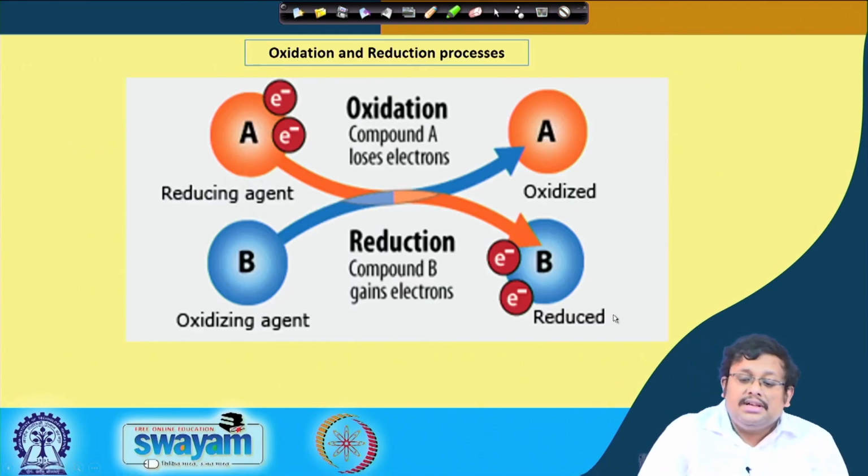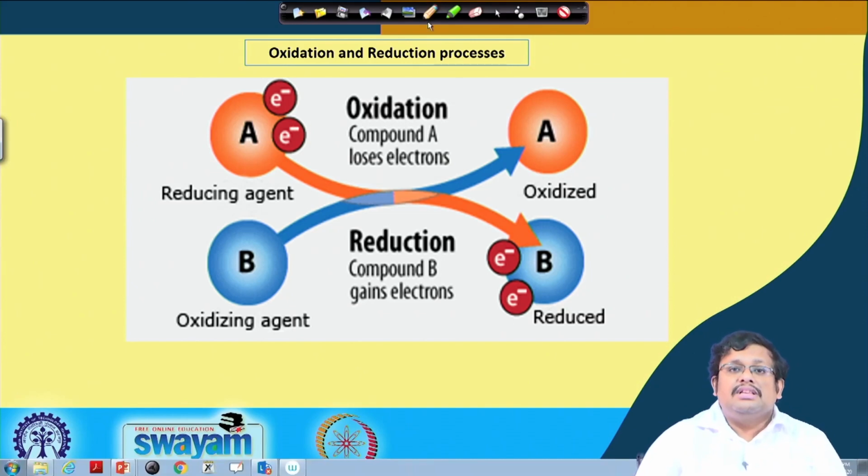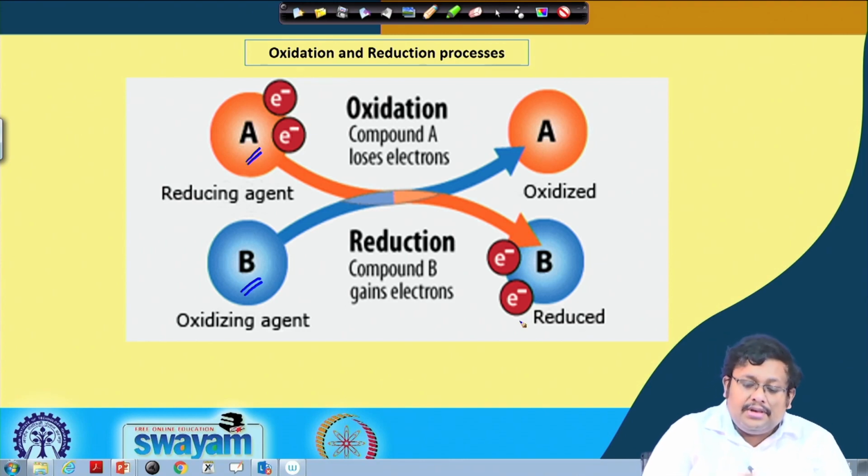This basically shows the gist of what is oxidation and reduction. Here you can see A is a reducing agent, and B is an oxidizing agent. B basically oxidizes the reducing agent, and the reducing agent basically reduces the oxidizing agent. The reducing agent, which has an excess of electrons, can give this excess of electrons to the oxidizing agent, and by removing those excess electrons it is oxidized.